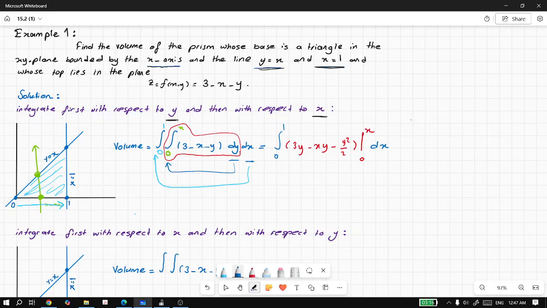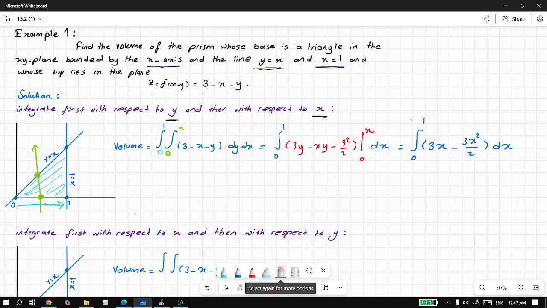When we input x into this integration and 0, we get that this simplifies to the integral from 0 to 1 of 3x minus 3x squared over 2 dx. Now we have got a simple form, and then we are taking the integration with respect to x. So this one changes to 3x squared over 2 minus x to the power of 3 over 2, and the limit runs from 0 to 1.